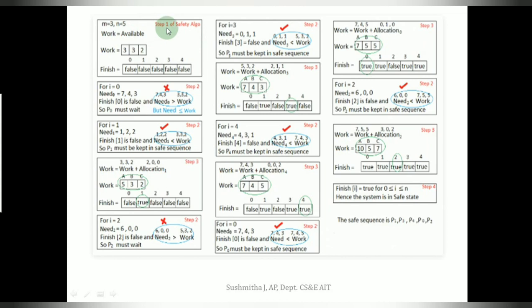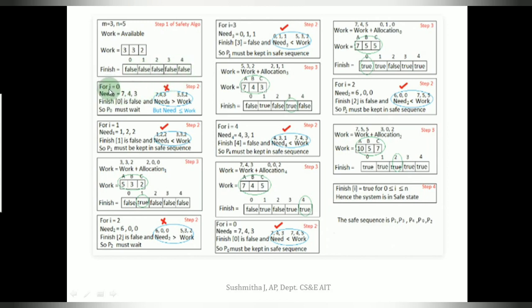Considering your safety algorithm, the first step tells we have m number of resources, that is 3 resources, and n number of processes, that is 5 processes. I am initializing my available to work. So now my work is 3 3 2. Now finish of i is false for all because none of them is finished initially.